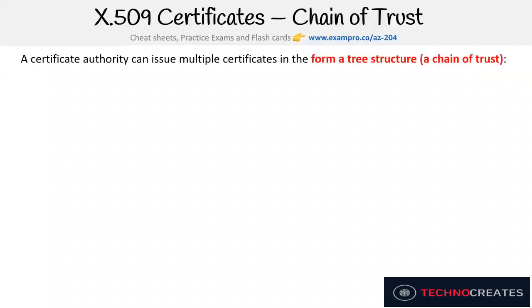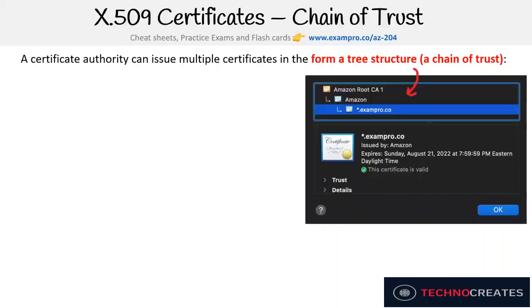All right, let's talk about chain of trust for X509 certificates. A certificate authority, CA, can issue multiple certificates in the form of a tree structure, also known as a chain of trust. Here is an example for the exampro.co website. This was issued by Amazon, and so Amazon is the root authority here. Then they have their intermediate certificate, which issues us the certificate that is used for our HTTPS/TLS communication to keep encryption in transit to the website.